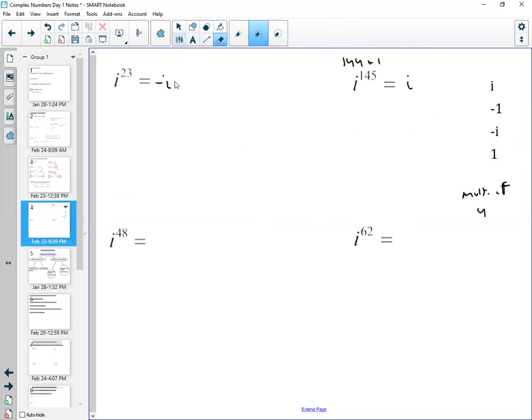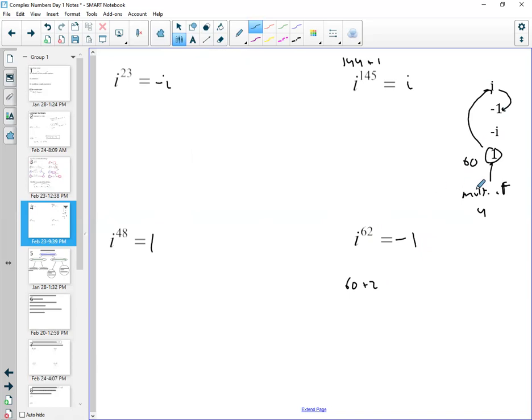So 48 is a multiple of 4. 48 divided by 4 is 12. So the multiple of 4 is right here, that equals 1. And now 62, I think 60 is a multiple of 4. So 60 is right here, and you count up to 1, 2, -1.